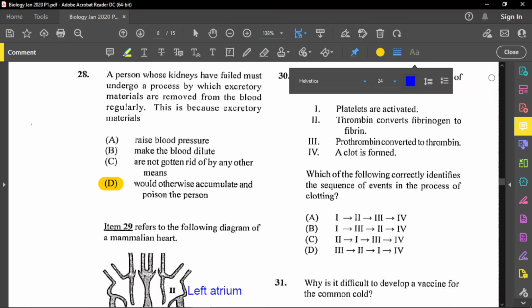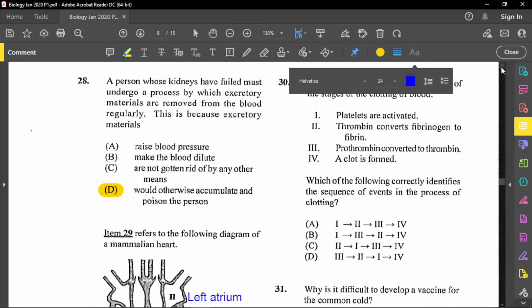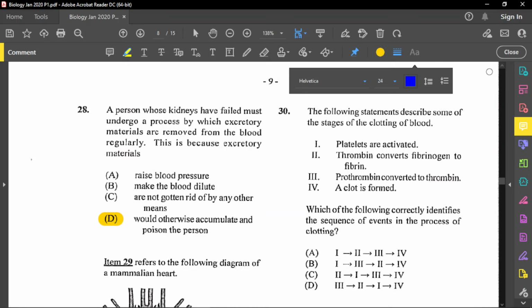All right, let's see what I'm going to go to now. Question number 30 first. And I come back down to question number 29. All right. So question number 30 here now. And it reads, the following statements describe some of the stages of clotting of blood. And so notice one is the platelets are activated, thrombin is converted to fibrinogen, fibrinogen converted to fibrin, and then it said prothrombin converted to thrombin, and a clot is formed. So right off the bat, no, the clot formed must be the last thing. As a matter of fact, all the options are showing clot forming is the last thing, right?